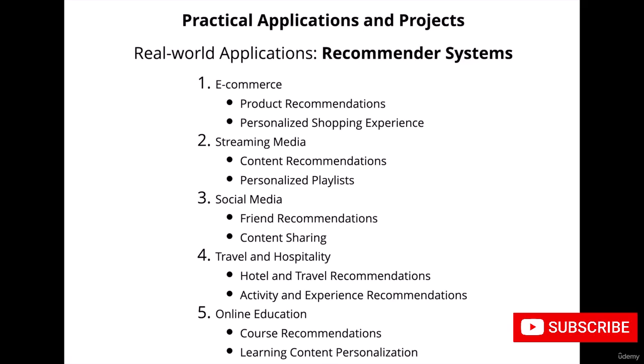Social media industry. Friend recommendations. Social media platforms employ recommender systems to suggest friends, connections, and followers to users based on mutual interests, social connections, and network activities. By analyzing user profiles, interactions, and social groups, recommender systems identify potential friends and connections that users may know or share common interests with.